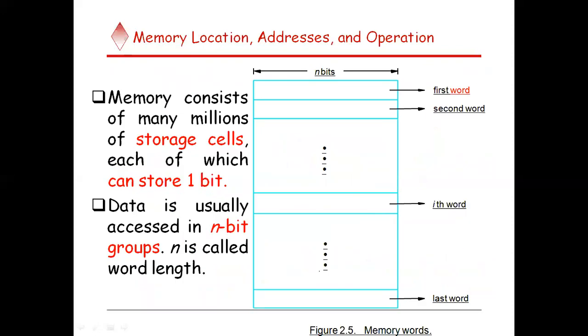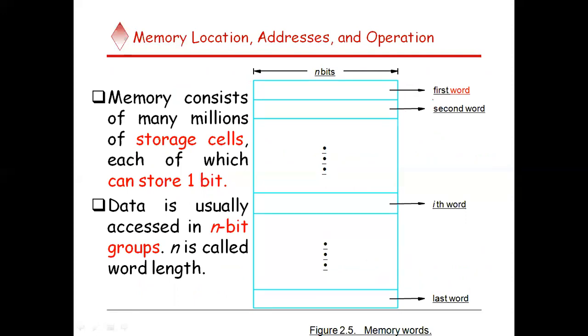So the complete memory will be arranged in words. Maybe with respect to the processor, it will be 32 bits in length, or 4 bytes, for each word. So that 4 bytes together will be representing my first word. The next 4 bytes will be representing my second word. The next 4 bytes will be representing my third word. In that way, the memory will be arranged.